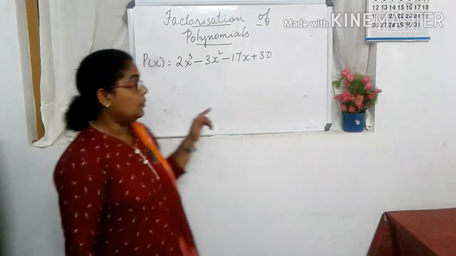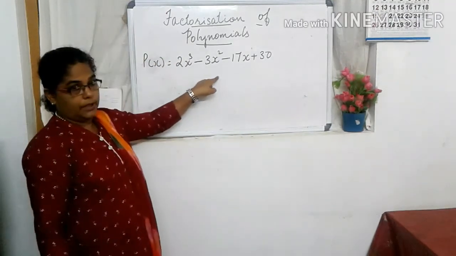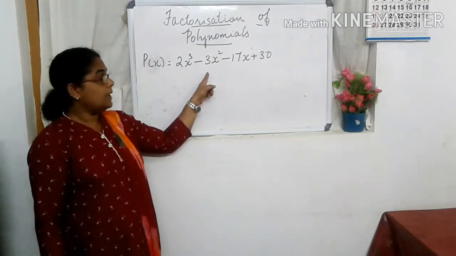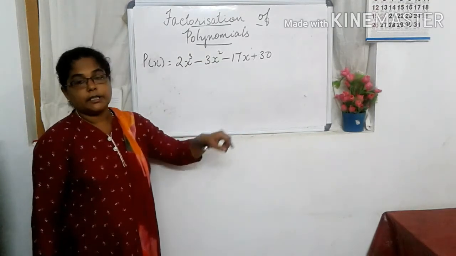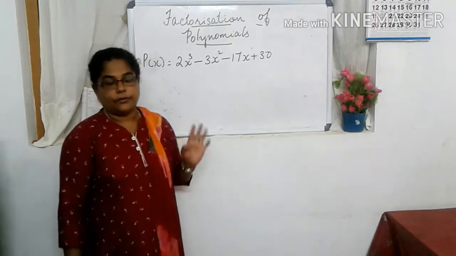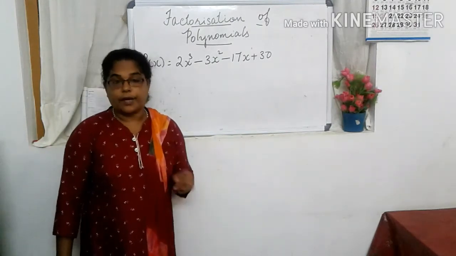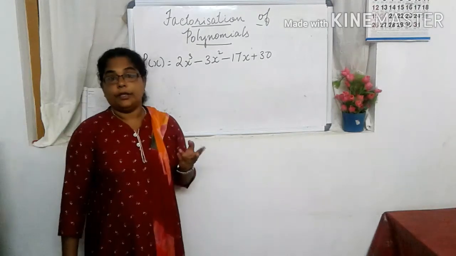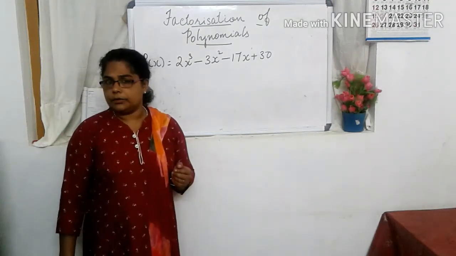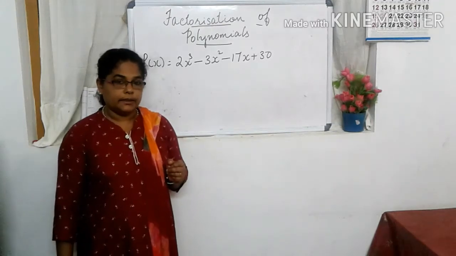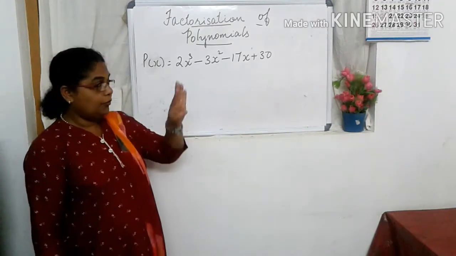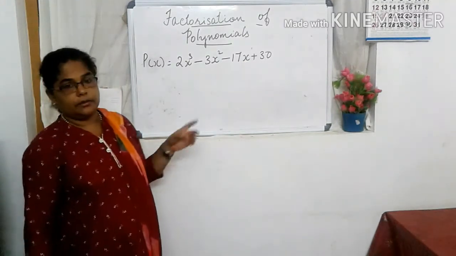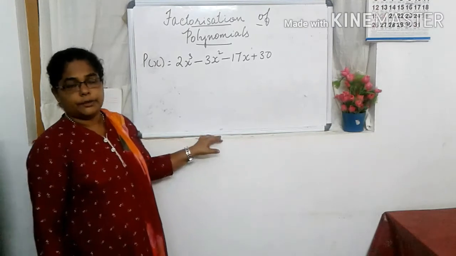Now see, we have a cubic polynomial, p of x equal to 2x cube minus 3x square minus 17x plus 30. We have to factorize it. We should find the factors. If it is a quadratic polynomial, we can do it directly. How? Yes, by splitting the middle term. There are three terms in a quadratic polynomial, so we can do it by splitting the middle term.